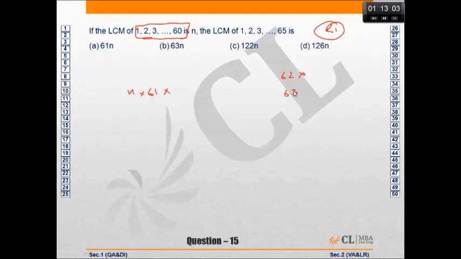63 is 3 into 21, again 3 into 7, 3 into 9, already taken care of. 9 into 7, so 9 has also come in. 64, I need not worry about the even numbers, but an extra 2 comes here because 64 is 8 square, which is 2 to power 6. Till now we would have taken only 2 to power 5, 32, so 1 more 2 will obviously come out here. 65 is 5 into 13, taken care of. So 61 into 2, 122. So 122n.